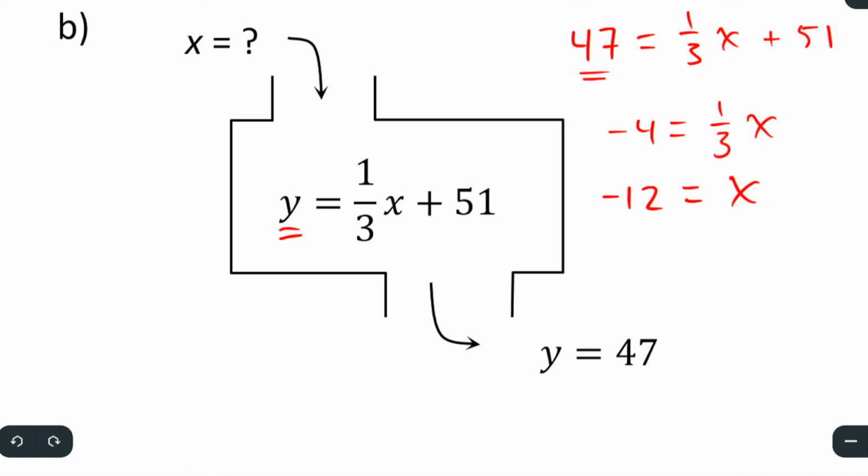So my understanding is that if I bring -12 into this function, that's my input, it's going to produce an output of 47. And I can verify that just by my calculator going 1/3, and then I'll multiply that times -12, and then I'll add 51. And yep, it's 47. That was me just checking it verbally. All right, that's it for that question.